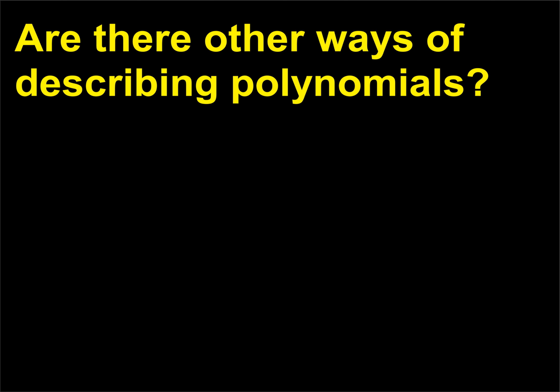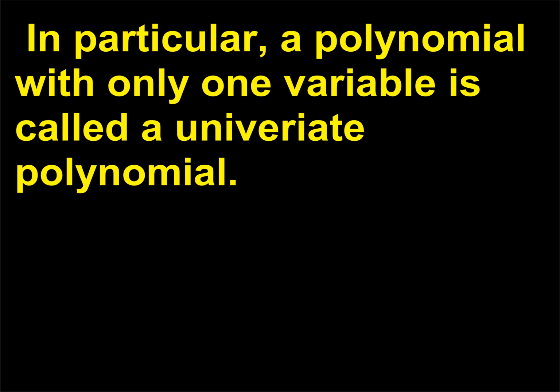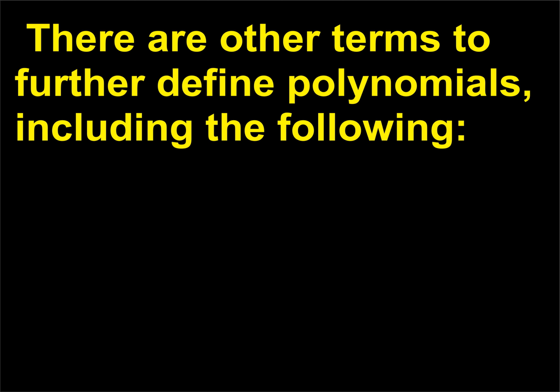Are there other ways of describing polynomials? Yes, there are other ways to describe polynomials. In particular, a polynomial with only one variable is called a univariate polynomial. A multivariate polynomial is one with more than one variable. There are other terms to further define polynomials, including the following.